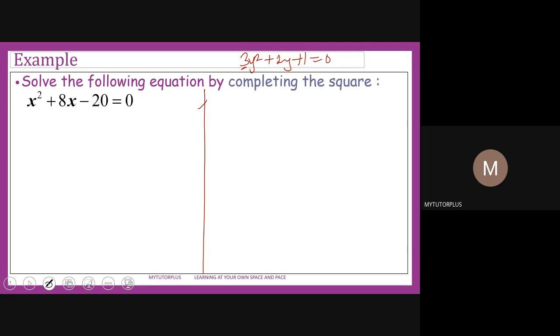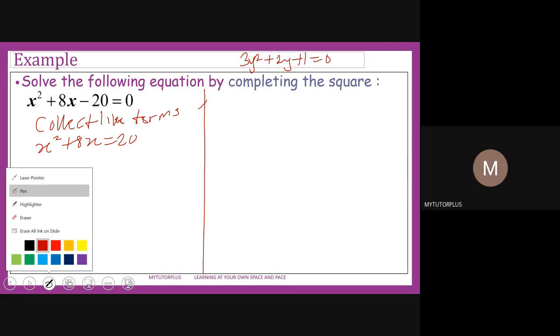So let's look at this one now. You can write the steps down so that you can use them in any other question you want to solve. The first step when solving a question under this topic is to collect like terms. If you want to collect like terms here, 20 and 0 are numbers. So what I'll have is x squared plus 8x equals 20. I hope that is clear, right? Yes.